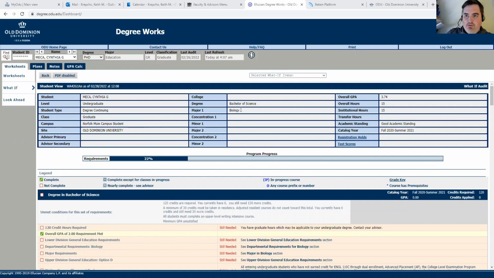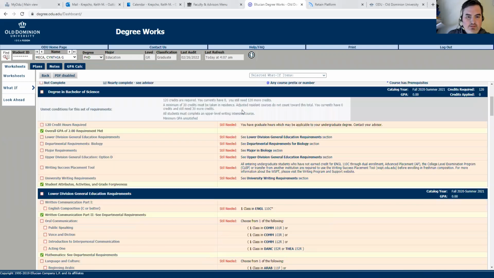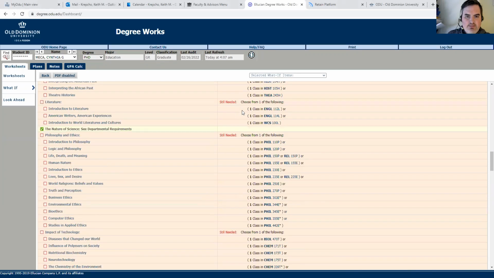Today we will just be looking at the major requirements for biology from the fall 2020 catalog year on. And with that being said, let's scroll down in DegreeWorks.